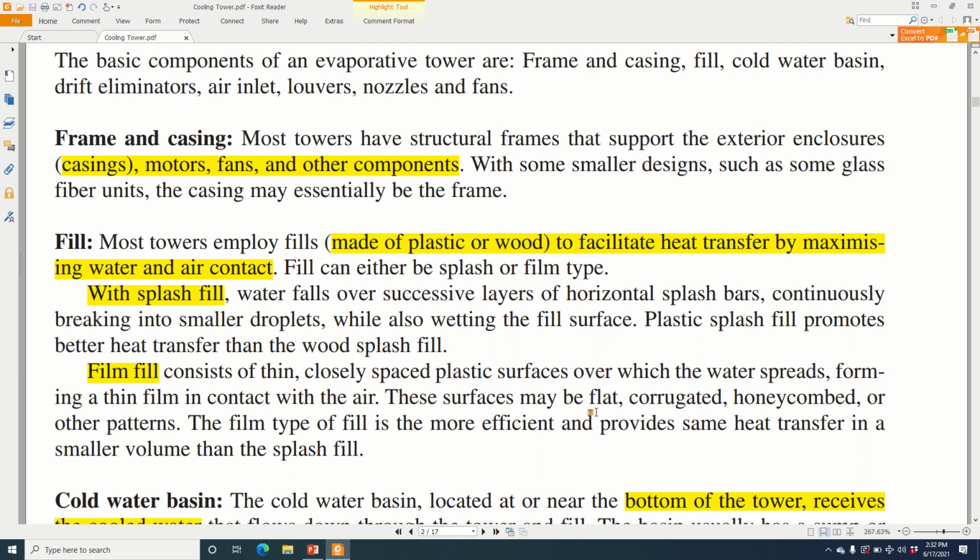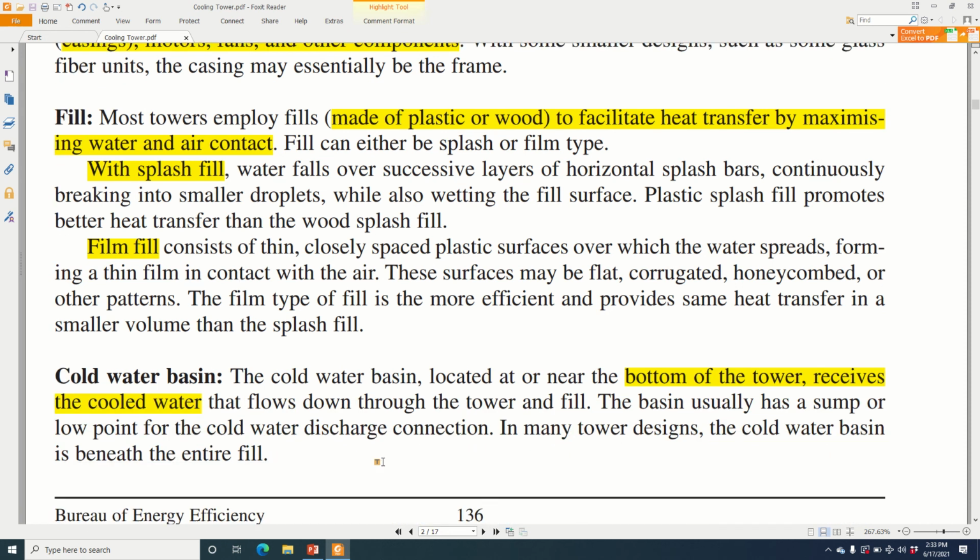These surfaces may be flat, corrugated, honeycombed or other patterns. The film type of fill is more efficient and provides the same heat transfer in a smaller volume than the splash fill. It means that film fill is better than the splash fill.